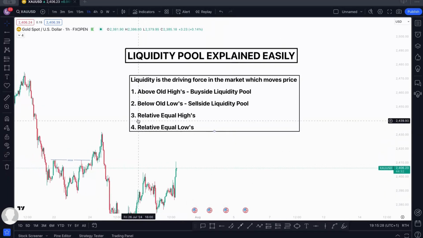So today's topic is liquidity pool explained easily. Now, many people always ask themselves, what is liquidity pool? Well, in today's video, I want to give you a breakdown of liquidity pool.